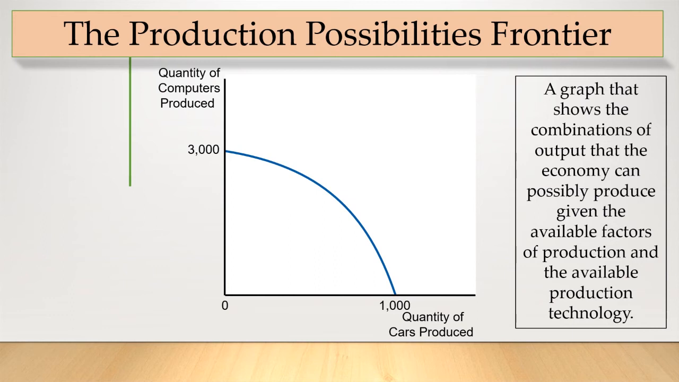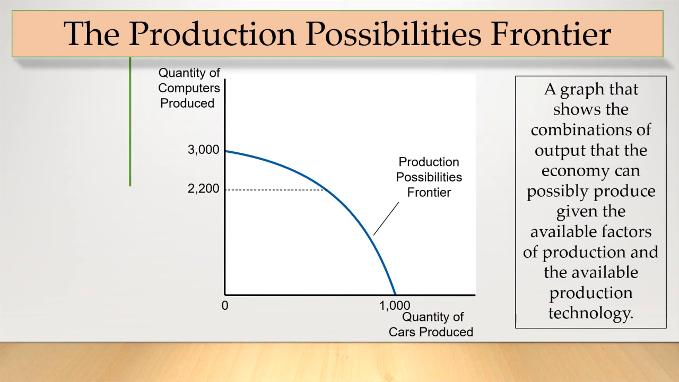So you can already see here from the model, the line, which is curved, that we can predict how many cars or how many computers we could make, and conversely, how many computers we can produce, depending upon how much we decide to make. The line itself is called the production possibility frontier.